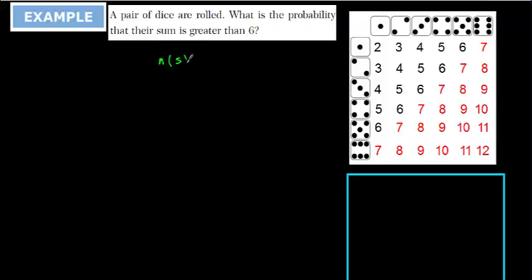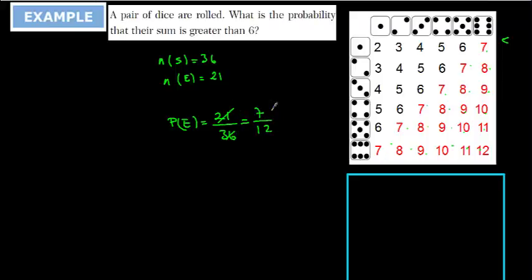The number of elements in the sample space is equal to 36, and you have to draw this figure also. And the number of elements in the event set: 1, 2, 3, 4, 5, 6, 7, 8, 9, 10, 11, 12, 13, 14, 15, 16, 17, 18, 19, 20, and 21. There are 21 elements in this set. So the probability of the event is going to be 21 over 36. When you divide by 3, the denominator is going to be 12, and the numerator is going to be 7. So the answer is 7 over 12.